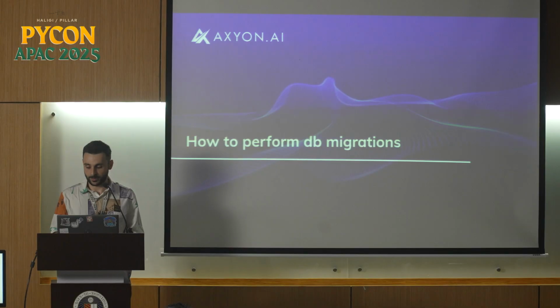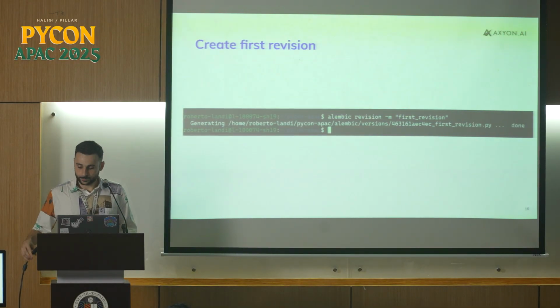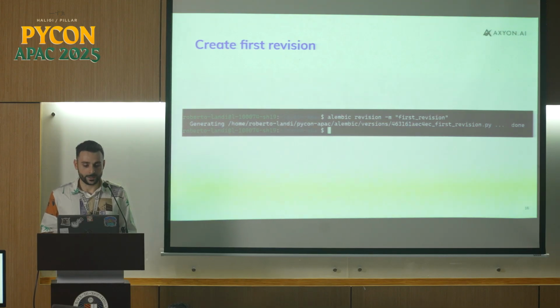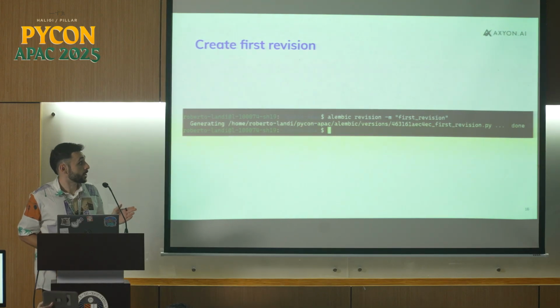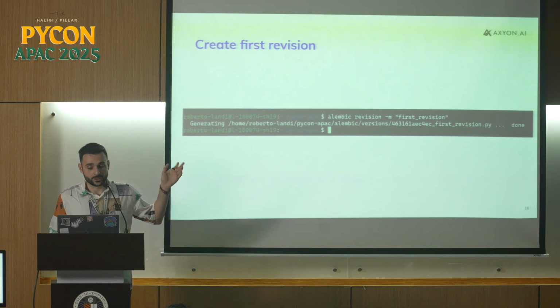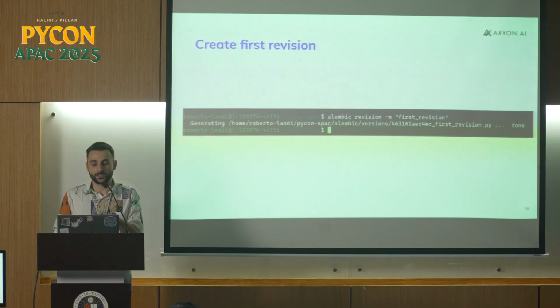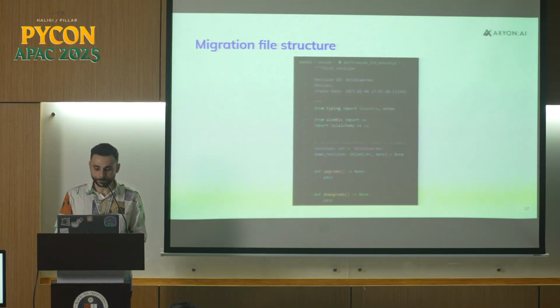So let's perform some migration together. To create a new revision, we just run the command alembic revision -m "first revision". First revision is just the revision message that you want to give to Alembic. And we can see that Alembic is generating a new file, as we said earlier, in the folder versions. So let's have a look at this file.